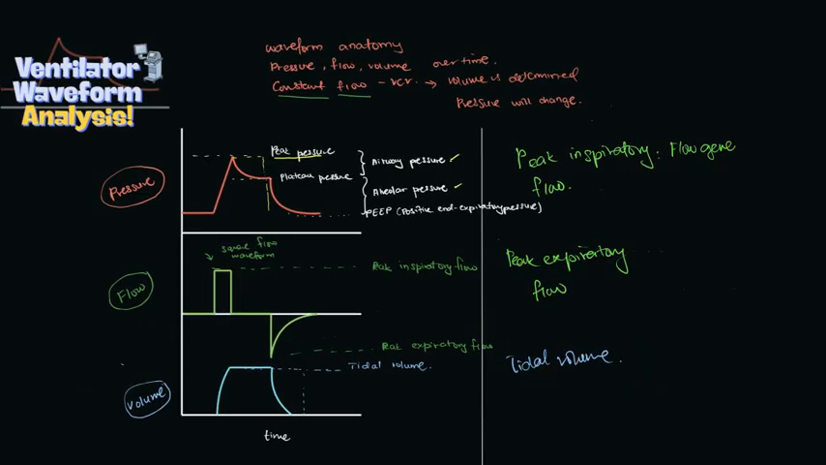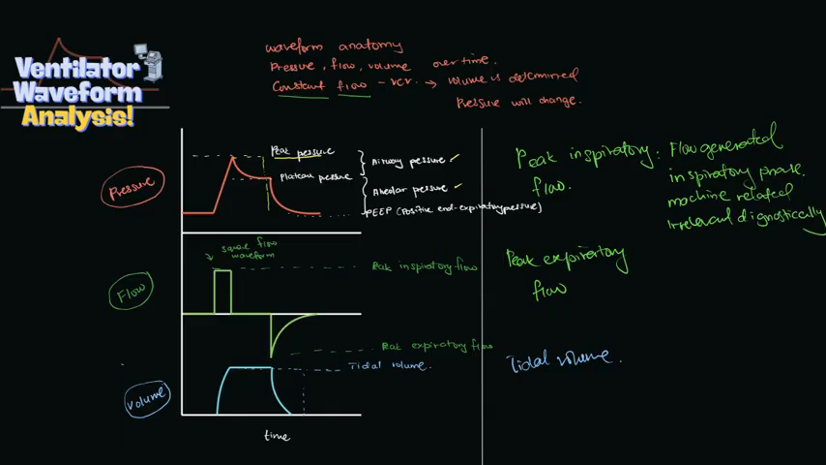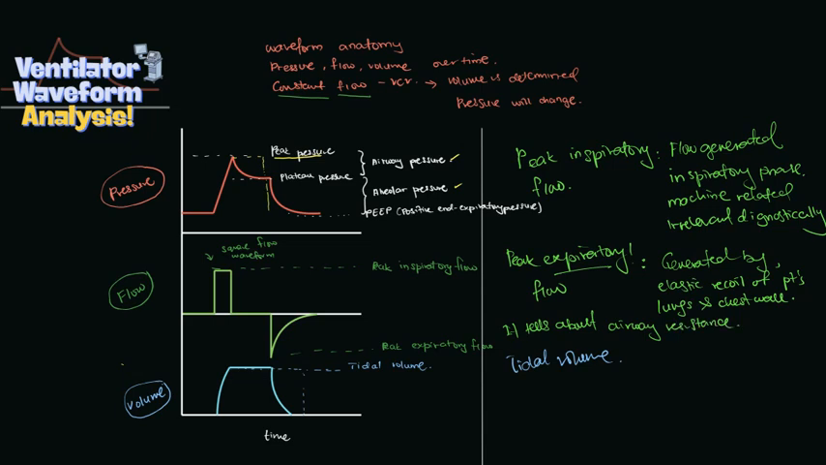Okay, now moving on to the flow waveform. We have number 1, the peak inspiratory flow. It is flow generated in inspiratory phase. It is purely machine related and it is irrelevant diagnostically. Peak expiratory flow tells you a different story because this is not machine related. It is generated by the elastic recoil of the patient's own lungs and chest wall.